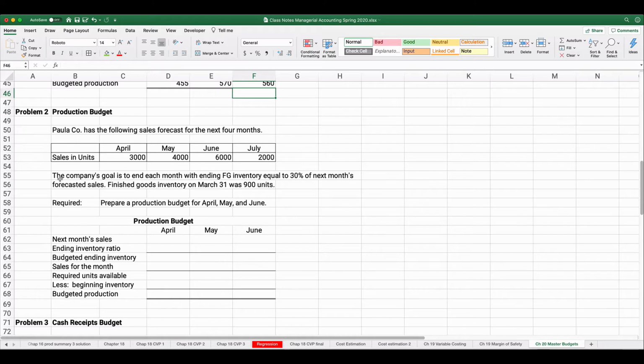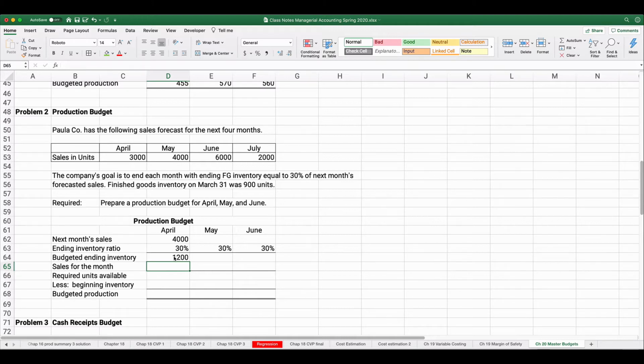And the company's goal: we want ending inventory to be 30% of next month's forecasted sales. We started at the end of March with 900, so we started April 1 with 900. What's next month's sales? Next month's sales are 4,000 units, and we want to maintain 30% ending inventory for next month's sales. That means we're going to take the 4,000 times the 30%. We have budgeted ending inventory of 1,200.